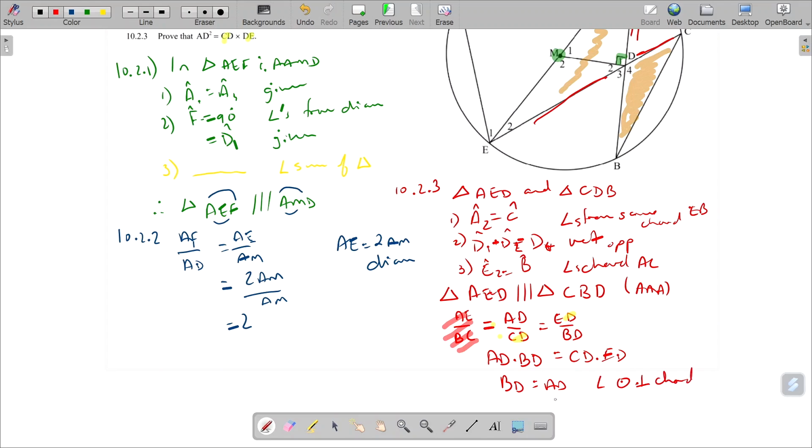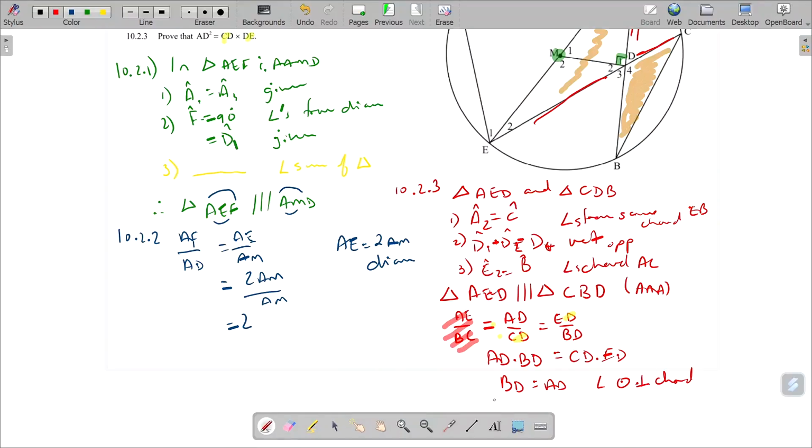So that was theorem 1. Unfortunately, we don't see it so often, and so we very often forget the very first theorem we did in grade 11, which is that if a line is perpendicular to a chord, it bisects that chord. As a result, we've got what we wanted, which is that AD squared equals CD times DE. And we are done with that example.